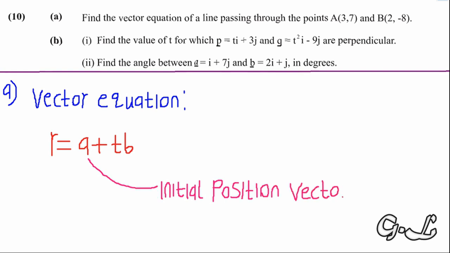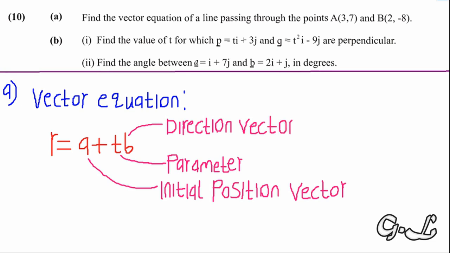And then what about t? t is simply representing the parameter. This parameter can be represented by any letter or symbol, such as mu, or it can be lambda. So t is simply representing the parameter, which can be represented by any symbol such as mu. What about b? b is simply representing the direction vector.